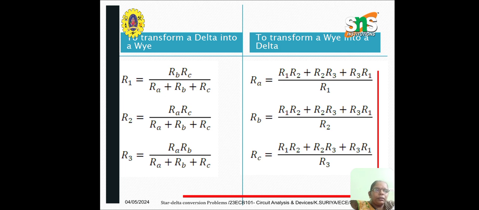Similarly, in star to delta conversion, your RA represents your equivalent of R1. So you can calculate RA as R1 R2 plus R2 R3 plus R3 R1 divided by R1. Similarly, RB is R1 R2 plus R2 R3 plus R3 R1 divided by R2, and RC is R1 R2 plus R2 R3 plus R3 R1 divided by R3. So using these formulas, we can convert a star to delta or delta to star network.